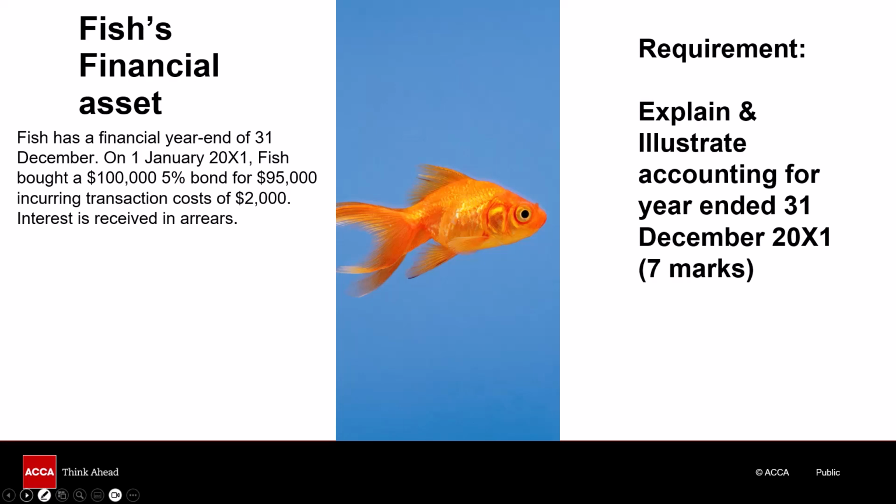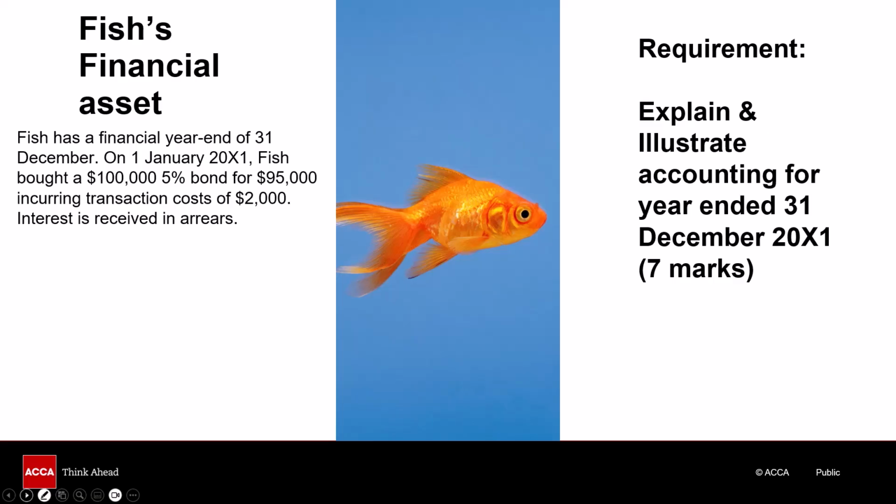Fish has a year end, and at the beginning of the year, it's bought a 5% bond. So the 5% is the coupon rate. The 100,000 is the nominal value, but we've only paid 95,000. So we've bought it at a slight discount. The fair value of the consideration we've given is 95.